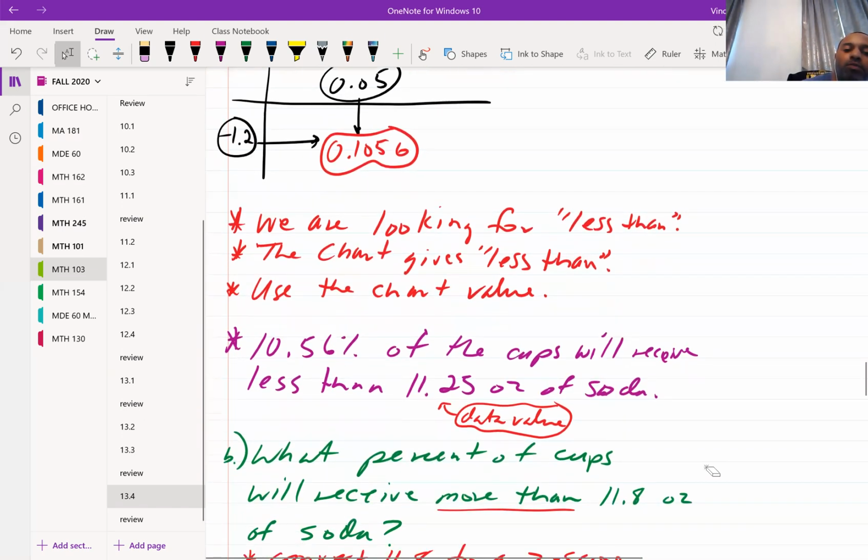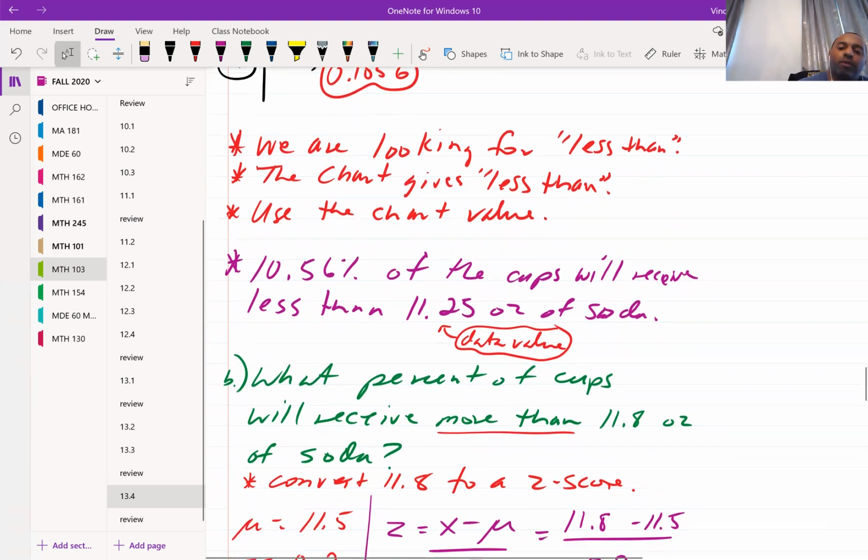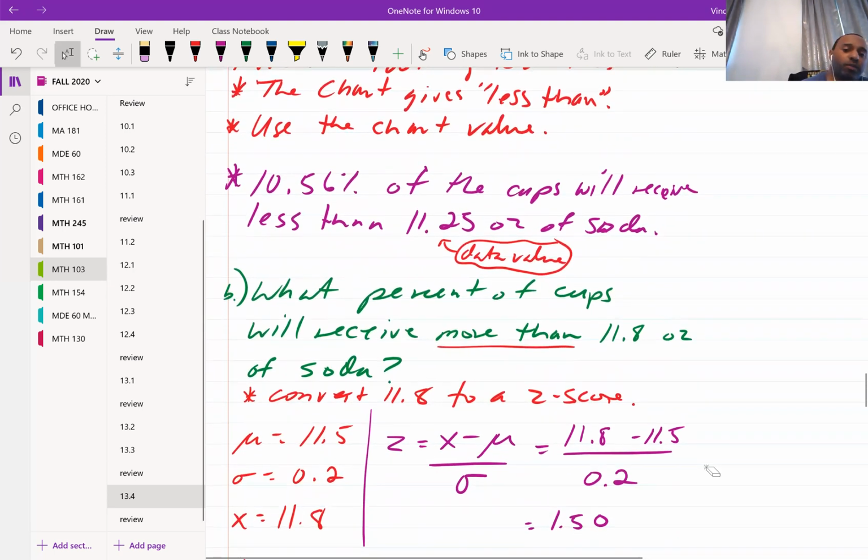All right, next one, what percent of cups will receive more than 11.8 ounces of soda? So first move, just like before, convert the data value that you're doing your comparison to, the more than 11.8, to a z-score. So you do 11.8 minus 11.5 over the 0.2, mean and standard deviation. That gives us 1.50.